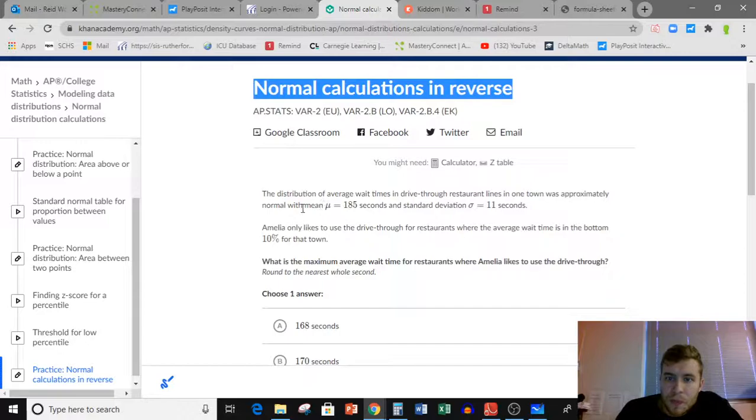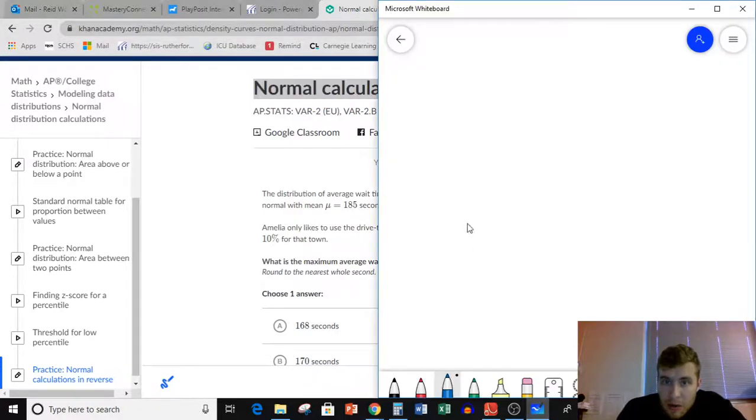The distribution of average wait time in drive-through restaurant lines in one town was approximately normal with a mean of 185 and a standard deviation of 11. Amelia only likes to use a drive-through for restaurants where the average wait time is in the bottom 10% of that town. So she likes the speed, okay?